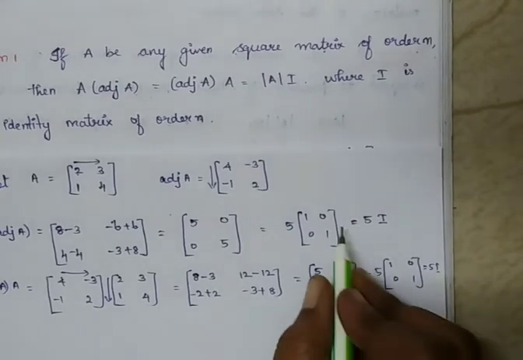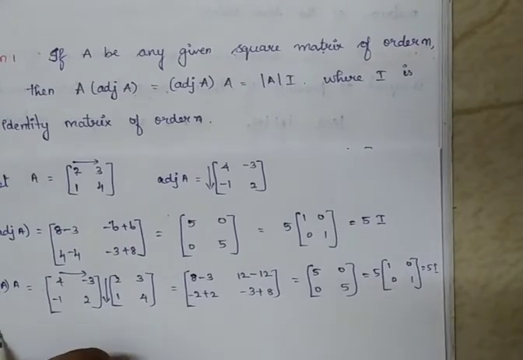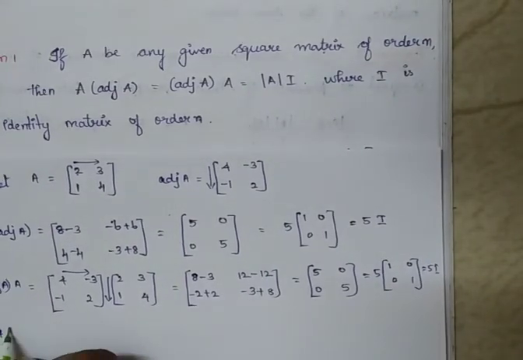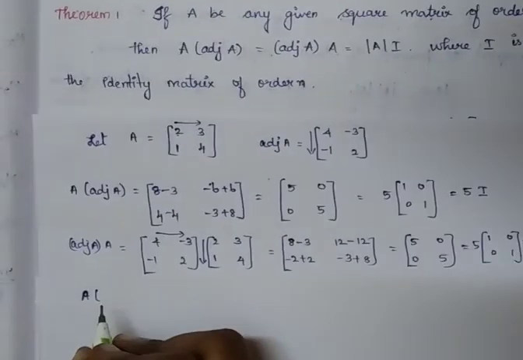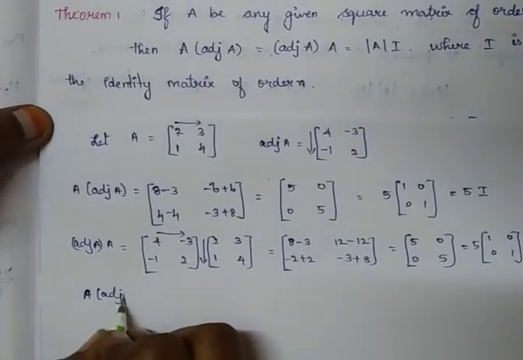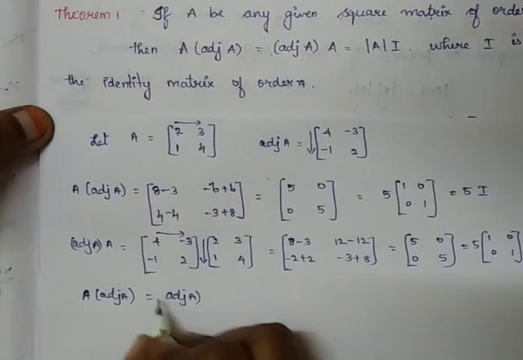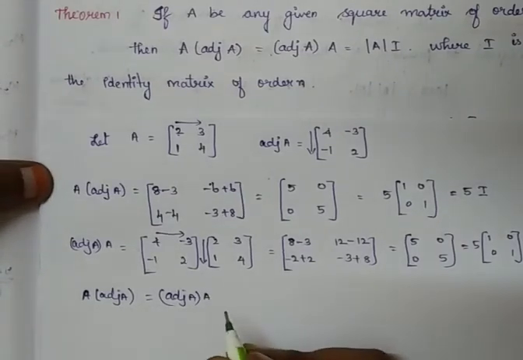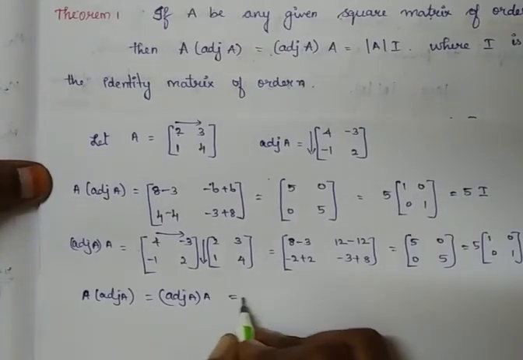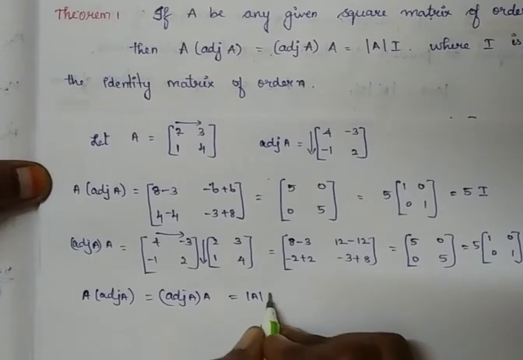Now see, these two are equal, that is A into adjoint A is equal to adjoint A into A. Now we want to show that this is equal to determinant of A into I.